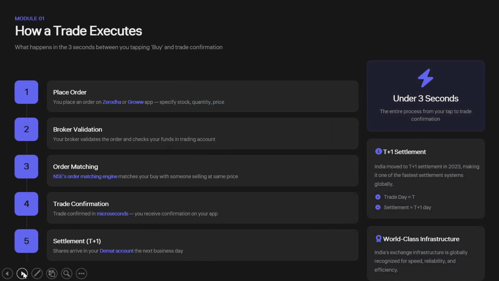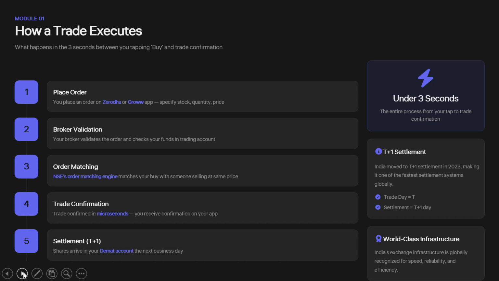Let me show you what happens in the 3 seconds between you tapping buy on an app and trade being confirmed. Step 1. You place an order at Zerodha or Groww. Step 2. Your broker validates the order and checks your funds. Step 3. NSE's order matching engine matches your buy order with someone who wants to sell at the same price.